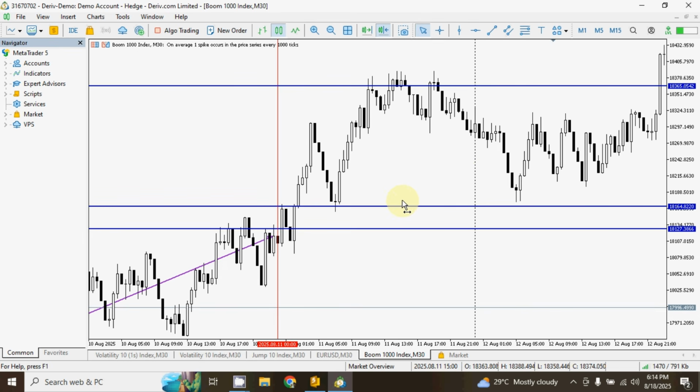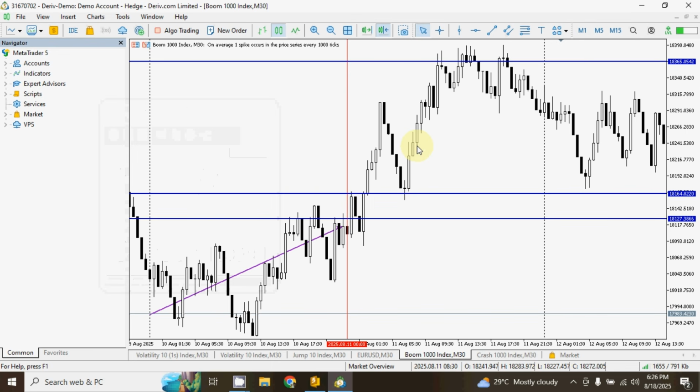So now let's also look for another asset, maybe Crash 1000, and test if it works or not. This strategy works best for Boom 1000 because it is mainly for Boom 1000, but you can also use it for other boom assets like Boom 500, Boom 300, and also you can use it for crash, though I prefer to use it with the boom asset.